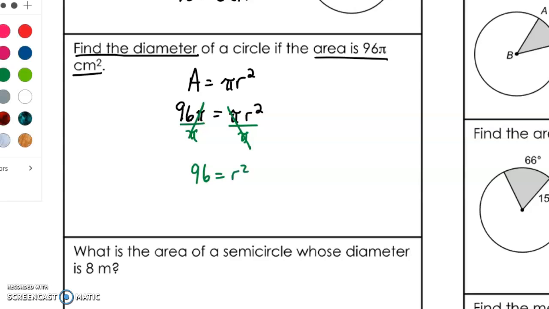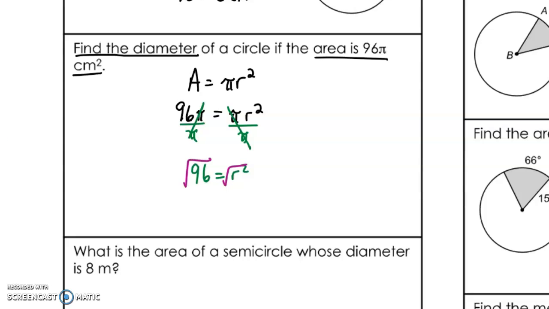So now we are going to square root to get r by itself. So the square root of 96 is roughly 9.8. So that's your radius. If they want the diameter, remember the diameter is twice the radius. So if we times that by 2, then we're going to get roughly 19.6. And if the area was centimeters squared, then the diameter is just regular centimeters.